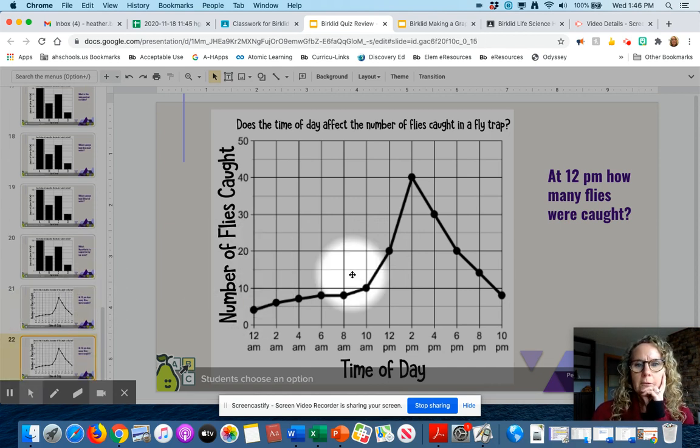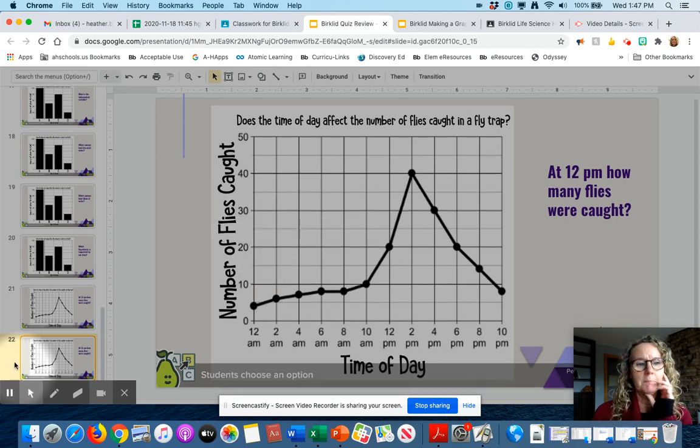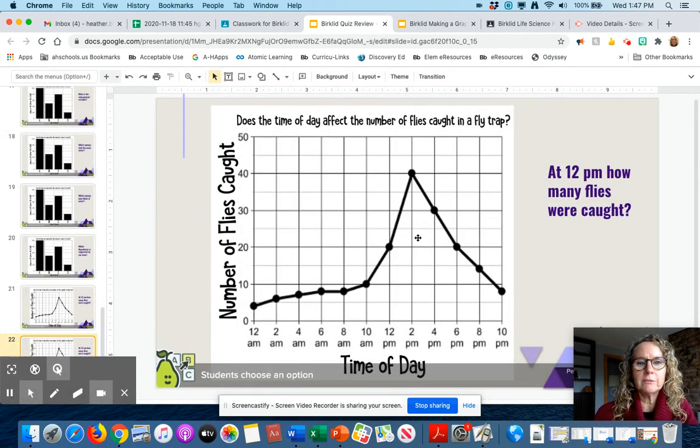Okay. On this one, it's asking, oh, I guess I didn't change the question. I think it was asking at what time did we catch 30 flies. So you would go find the 30 and go across, and then it would come down and say 4 p.m. So this question should say at what time were 30 flies caught, and the answer would be 4 p.m.